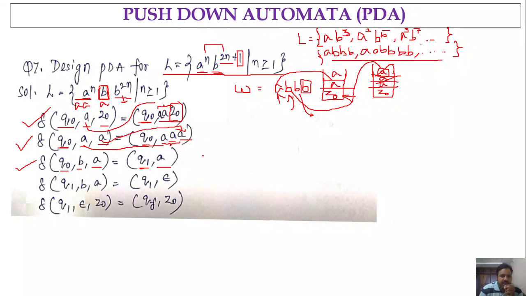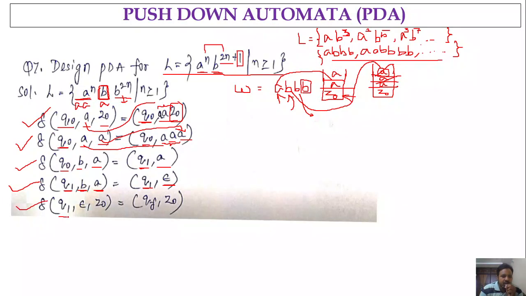Okay, and then we will consider the state q1. That means in state q1, if you get input as b and top of the stack is a, then we will be in the same state q1 and we are not going to push anything there, right? So that's why epsilon, right? So this process will be there in q1.